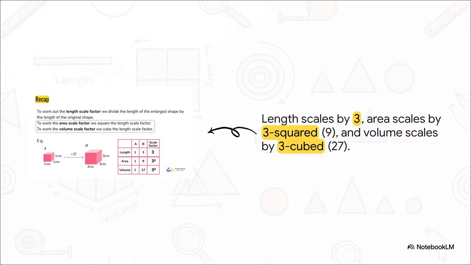This cube right here shows it perfectly. Just look at this. Let's say we scale up the length of a side by a factor of 3. You'd think the area gets 3 times bigger, right? Nope, it actually gets 3 squared. That's 9 times bigger. And the volume, man, the volume just explodes. It gets bigger by 3 cubed. That's 27 times the original volume.